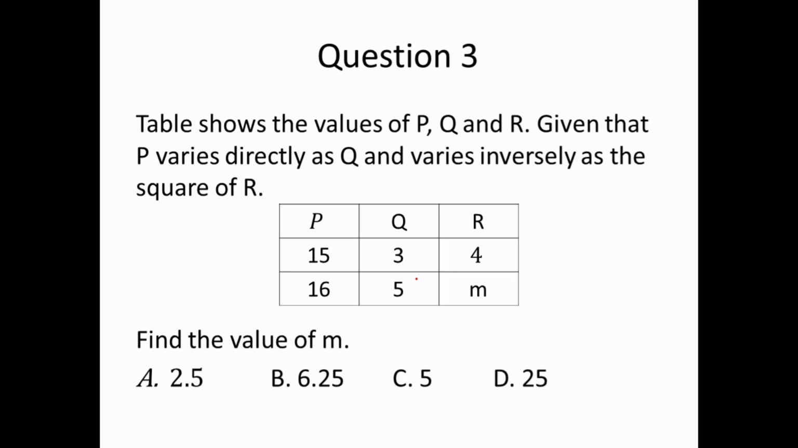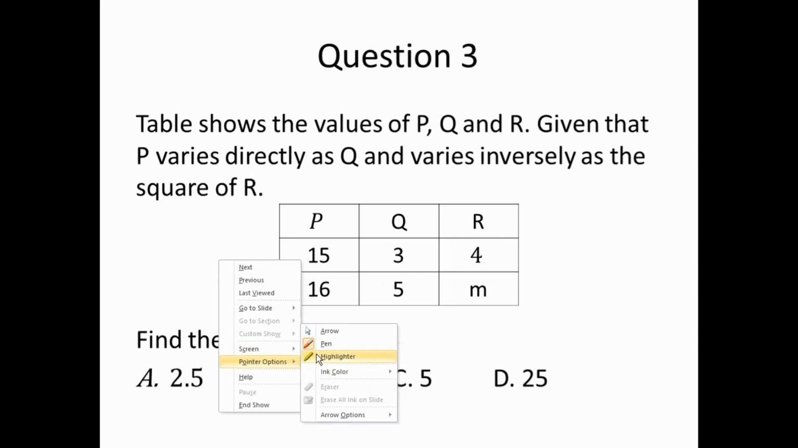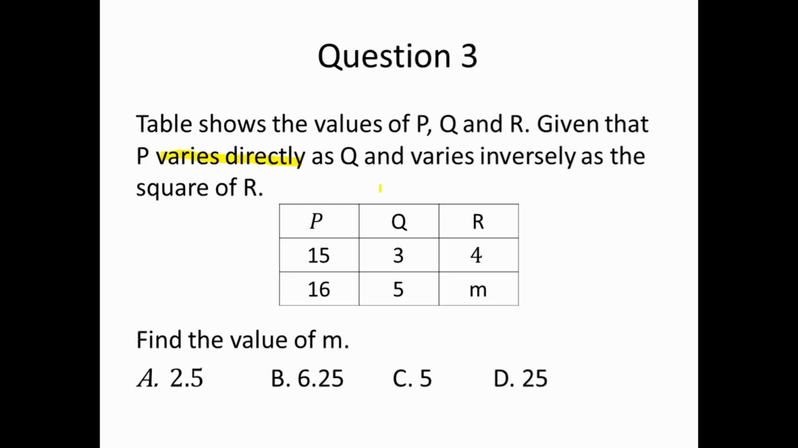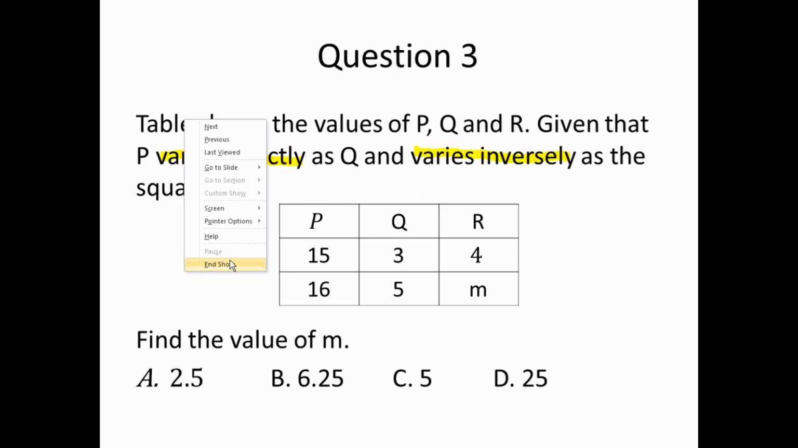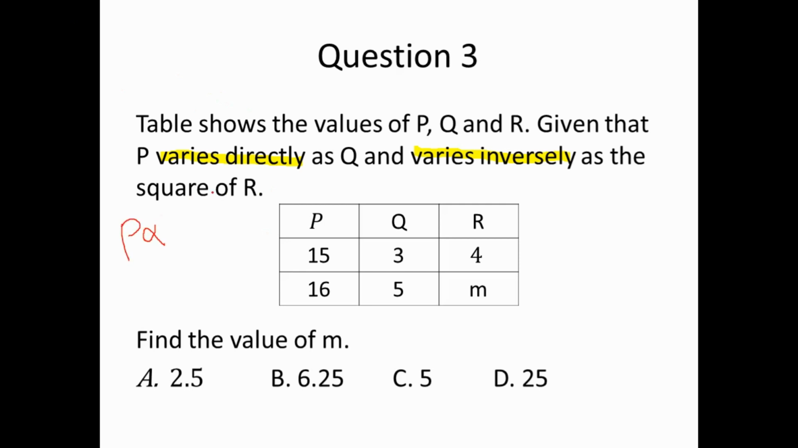Number 3, the table shows the values of P, Q, and R. Same thing, we highlight the keyword first: varies directly and varies inversely. Then we write down the relation. P varies directly as Q, and inversely as the square of R, so R squared. So the equation is P equals kQ over R squared.